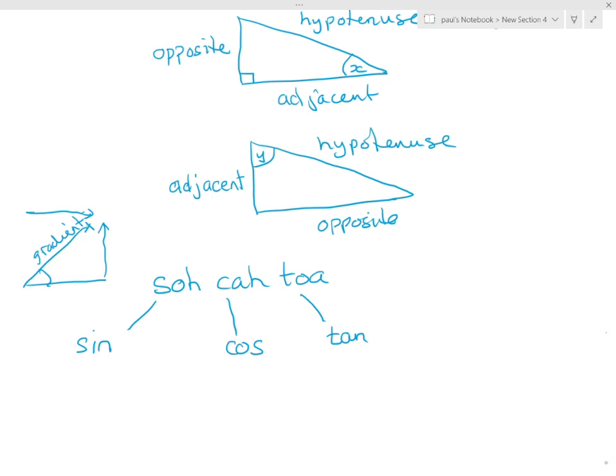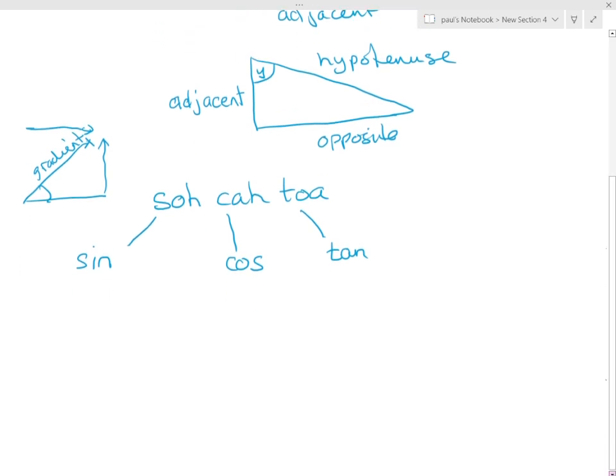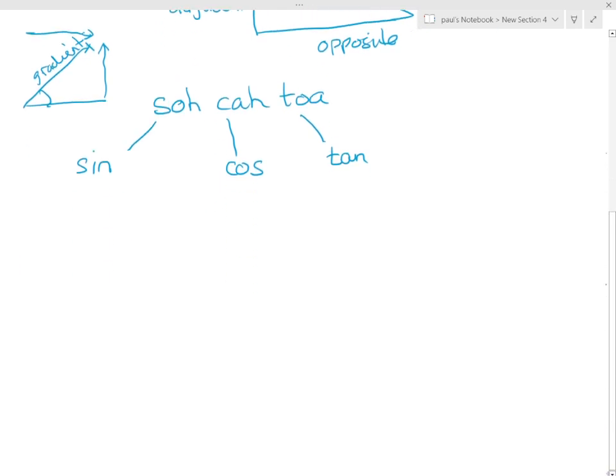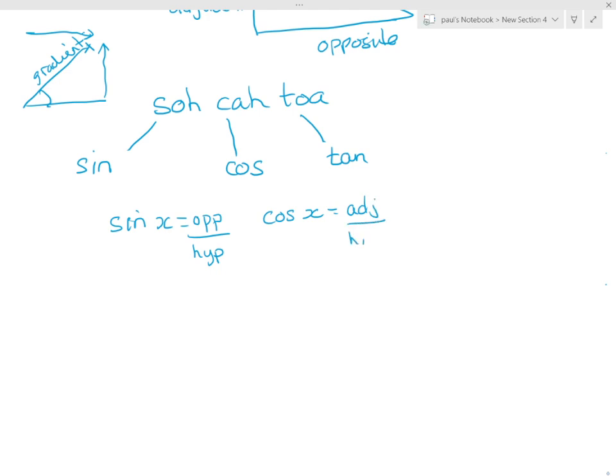So what's the OH, AH, and OA? Well, O for opposite, H for hypotenuse, and A for adjacent. That's what it means. So these three different formulas are written as such. Sine of the angle X equals the opposite divided by the hypotenuse. Cosine of the angle X equals the adjacent divided by the hypotenuse. And tangent of the angle X equals the opposite divided by the adjacent.